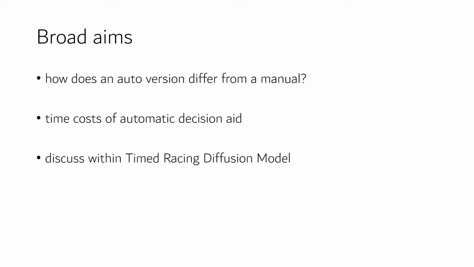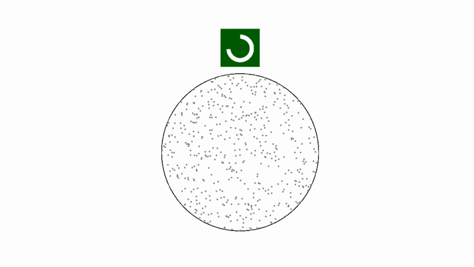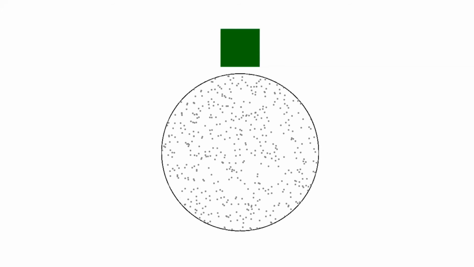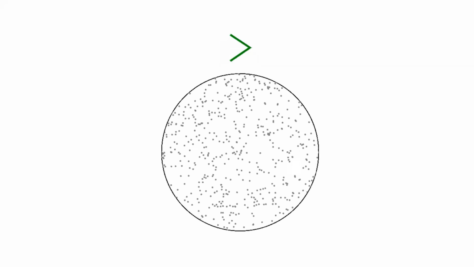The idea with this talk is that I want to look at this automatic and manual distinction, and in particular, how do time costs matter for the automatic decision aid? I want to discuss these findings within the context of the timed racing diffusion model, so I'll be referring to it throughout the talk. To introduce you to the general task, participants are given a standard dot motion task where they can access an algorithm to help give them a little bit of extra help.